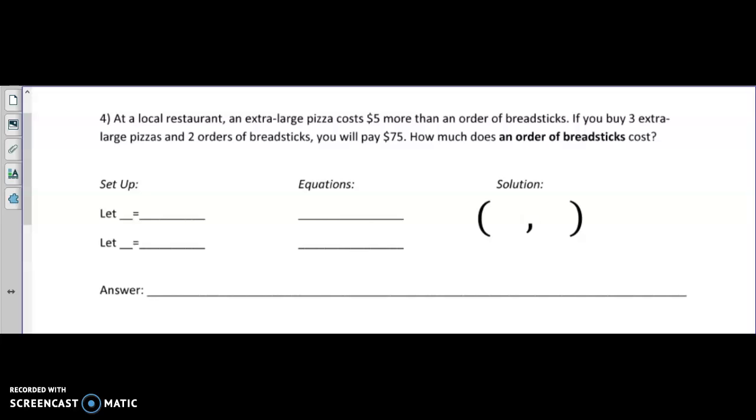Welcome back. This is part 2 of solving systems of equation word problems. If you're following along with the worksheet, you are on the back right now. We're starting at problem number 4. So just a little recap.